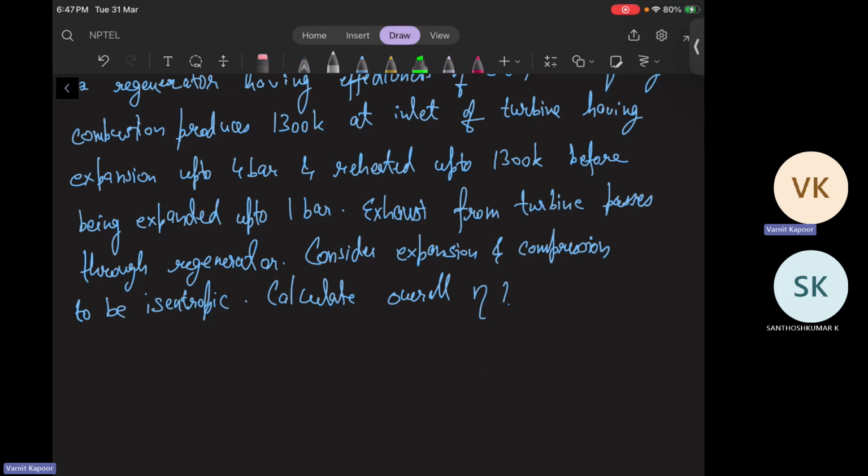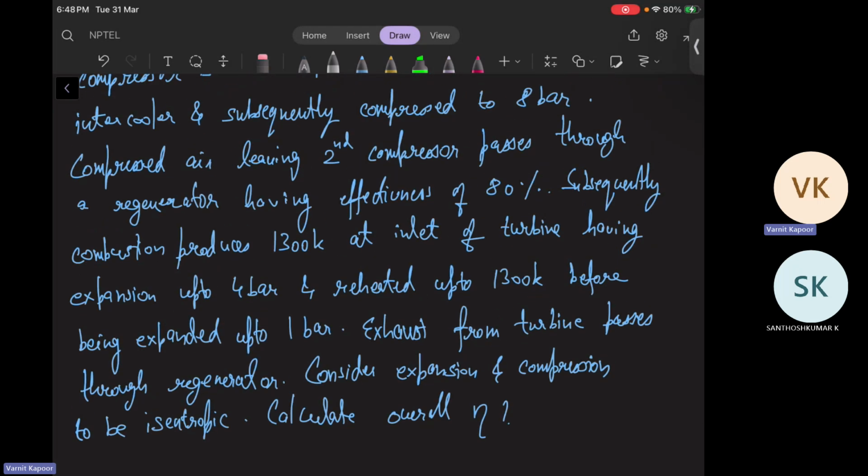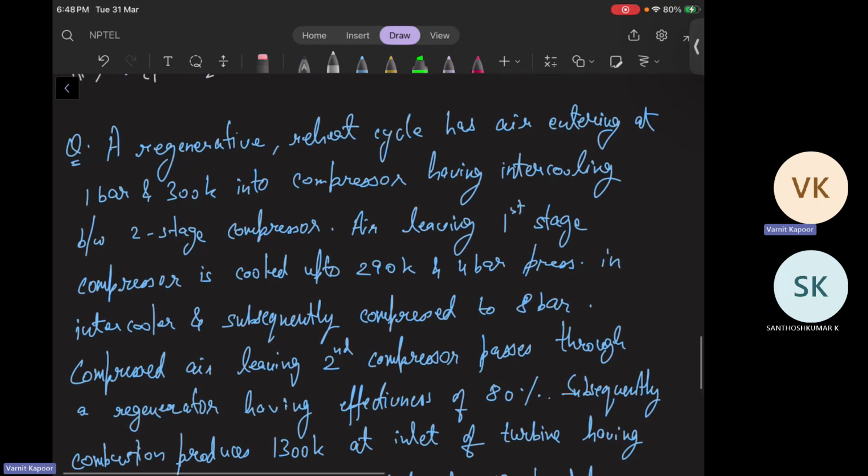So we are given a regenerative, reheating, and intercooled cycle. All the three things are there, and it is a case of perfect reheating, not perfect intercooling. First, it is said in the question that air is entering at 1 bar and 300 Kelvin into the compressor, having intercooling between the two-stage compressor. Air is leaving the first stage at 290 Kelvin. It entered at 300, but it reduced to 290 Kelvin.